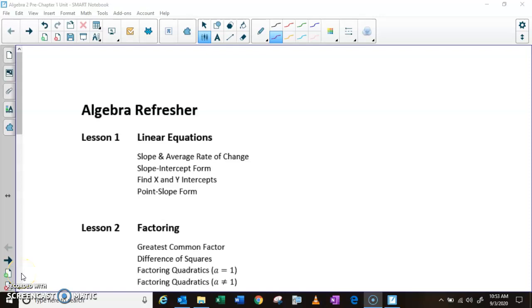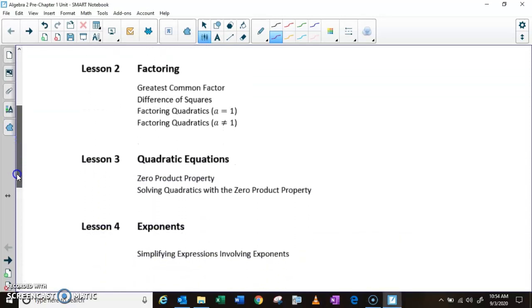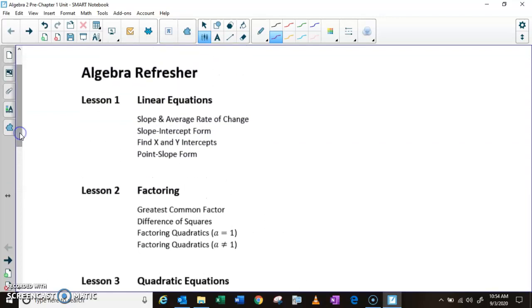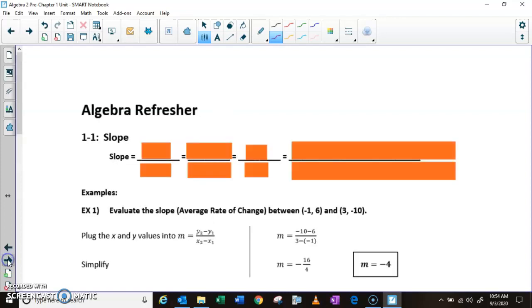And welcome to Algebra 2. We're going to start off our first chapter with a little bit of a review of Algebra 1. In the first lesson, we're going to review some linear equations, slope-intercept form, x and y intercepts, and point-slope form. We'll move into factoring, quadratic equations, and then some exponents. So let's get started with our first lesson.